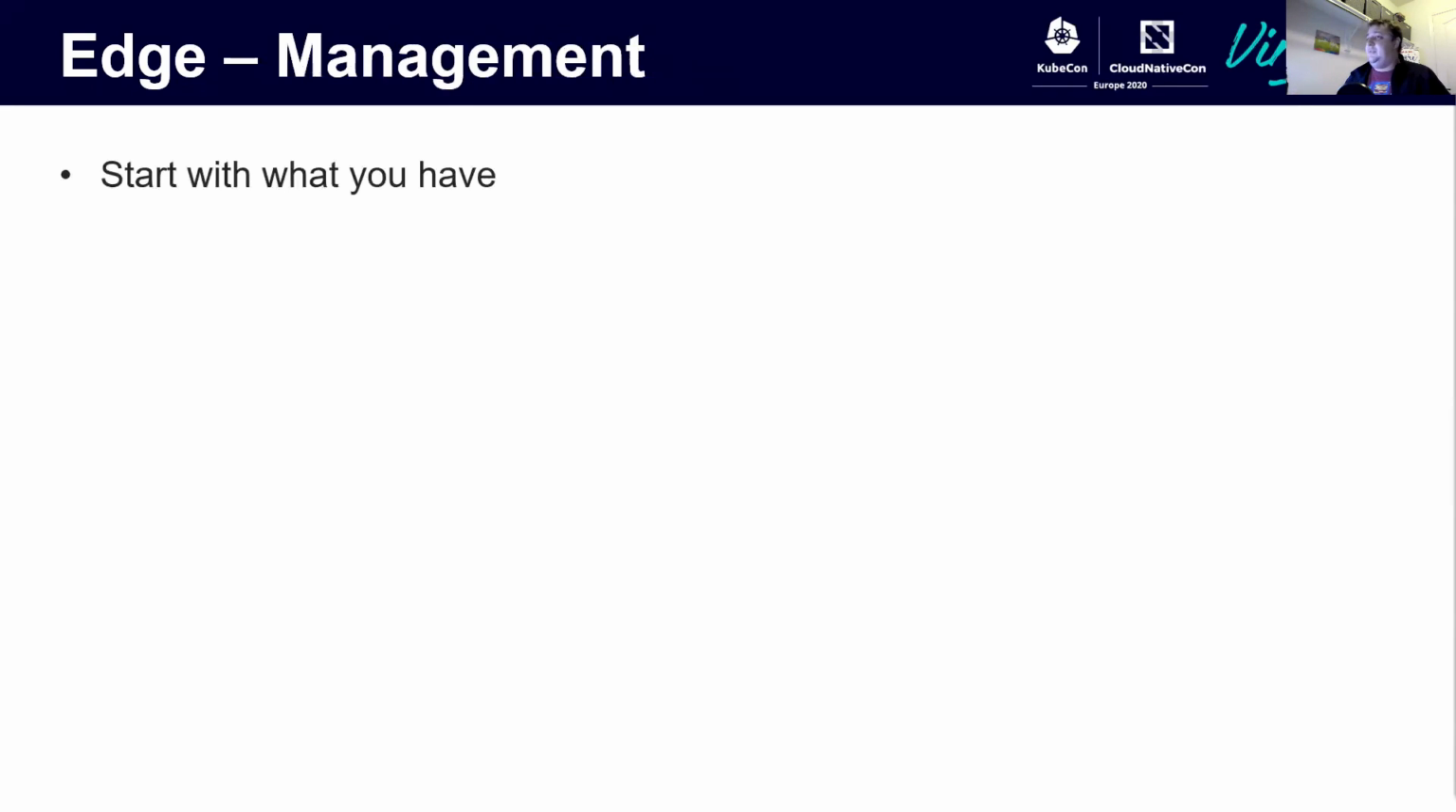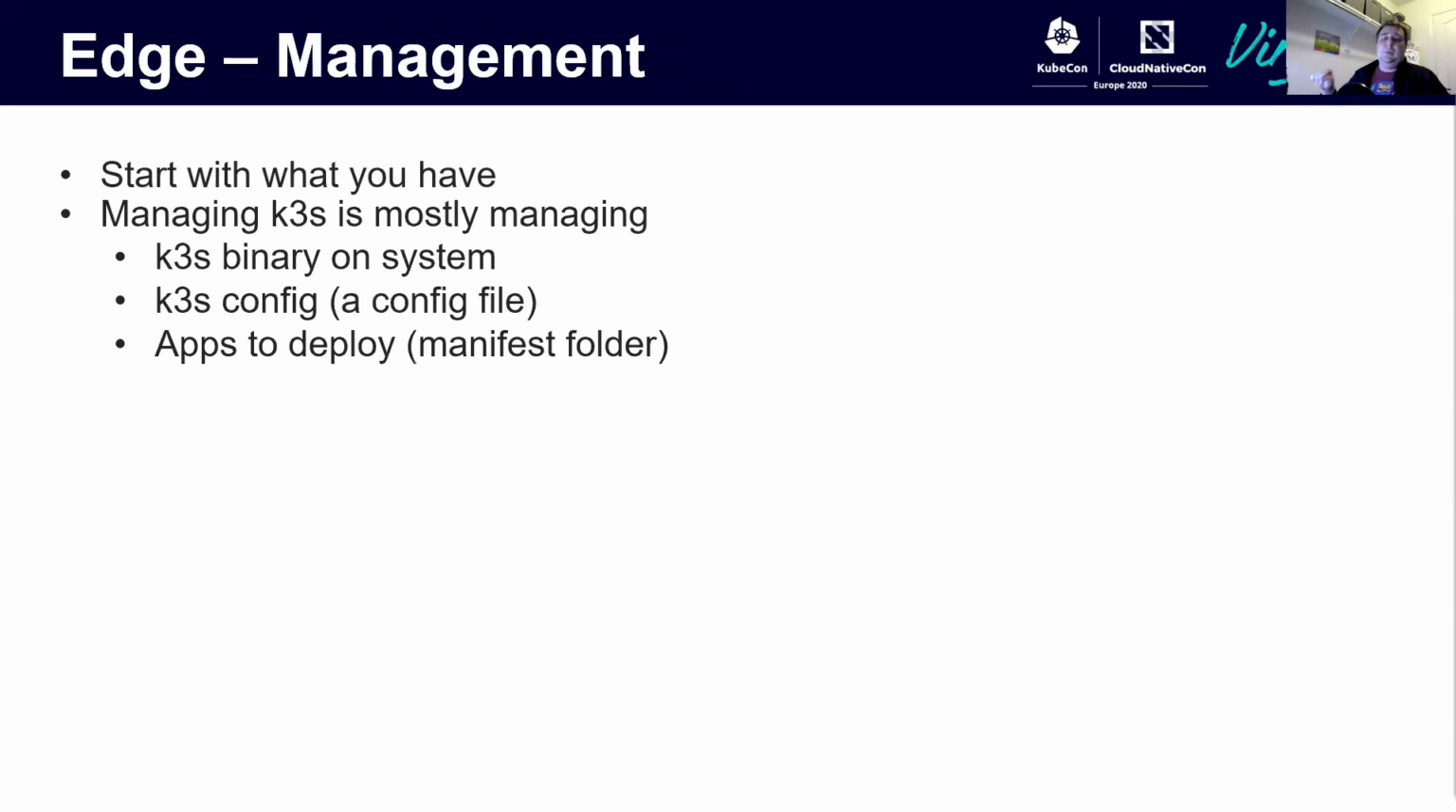So in terms of management, we kind of say, first start with what you have. Don't go crazy greenfield and build all this stuff. When you look at K3s, how do you manage it? It's really like, I've got to get K3s on there, which is a binary. K3s has a config file to configure K3s itself. And then how am I going to deploy my applications, which are manifests and images.